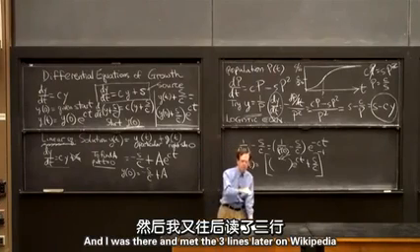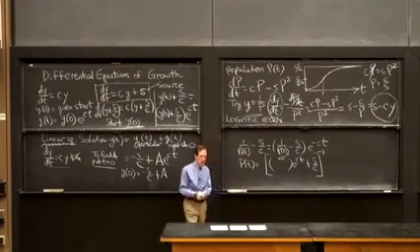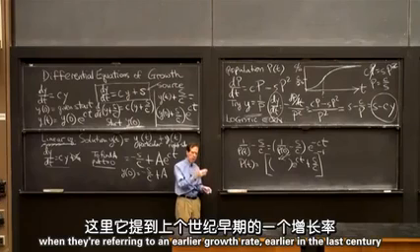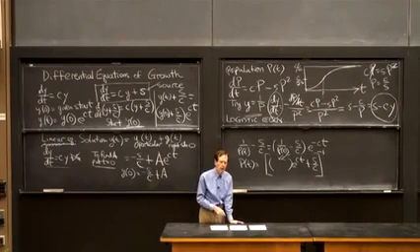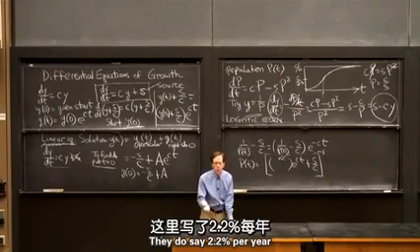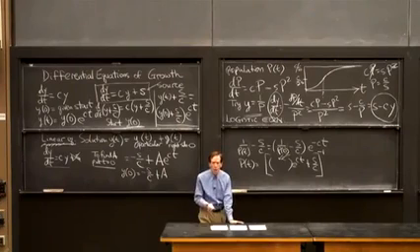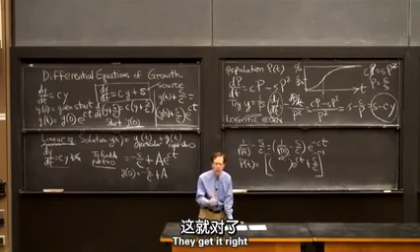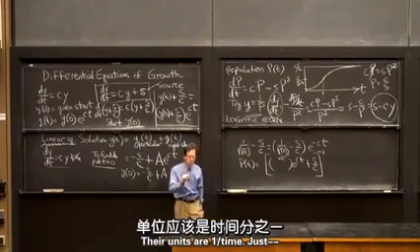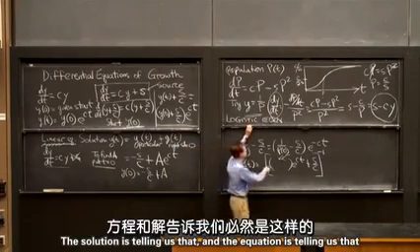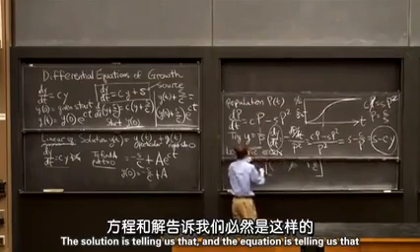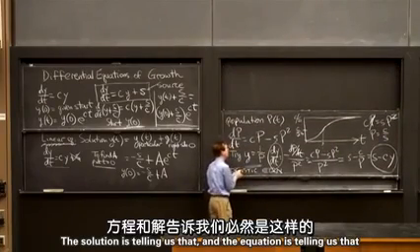And I will admit that 3 lines later on Wikipedia, when they're referring to an earlier growth rate, earlier in the last century, they do say 2.2% per year. They get it right. The units are 1 over time. Just the equation, the solution is telling us that, and the equation is telling us that.